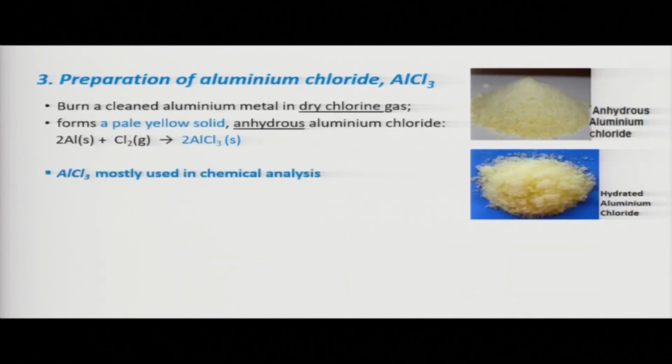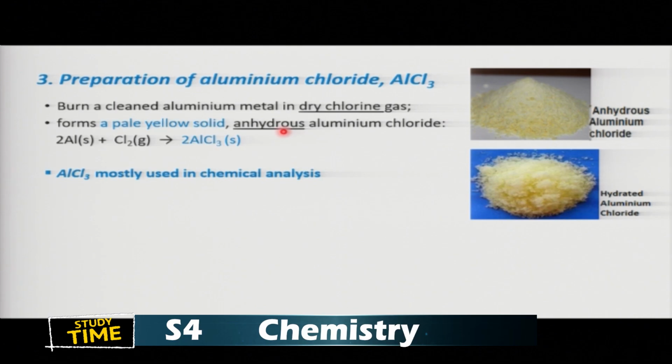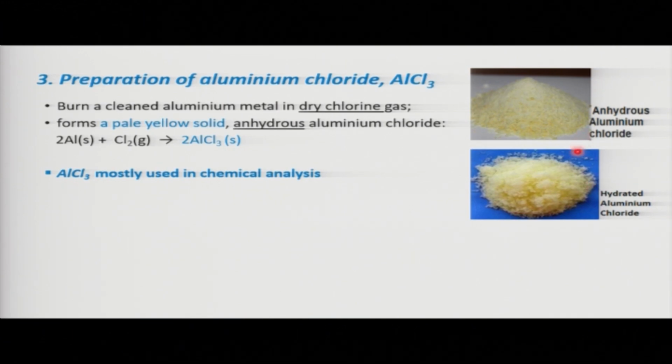Let's quickly look at aluminum chloride. This is a quick review. We looked at aluminum chloride when we were looking at the chlorides of period 3 elements, but let's quickly look at that. Simply burn aluminum with dry chlorine and you get anhydrous aluminum chloride. Anhydrous meaning it lacks water of crystallization. These two illustrations show you hydrated and anhydrous. Hydrated has some water molecules.